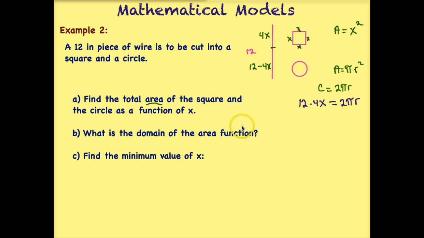Now remember our ultimate goal. We want to find the total area of the square and the circle as a function of x. Well, we already have the area as a function of x for our square, but we don't for the circle. What we need to do is find something to plug in for our radius. Here's an equation, and we need to solve for radius in order to substitute r in for r squared. In order to do that, we would just need to divide both sides by 2 pi.